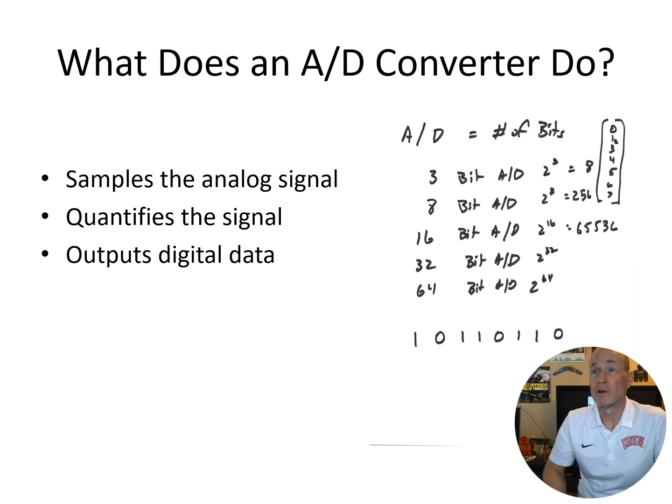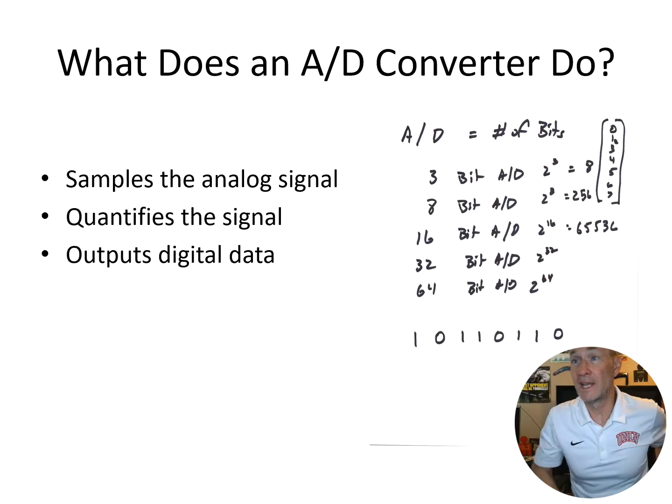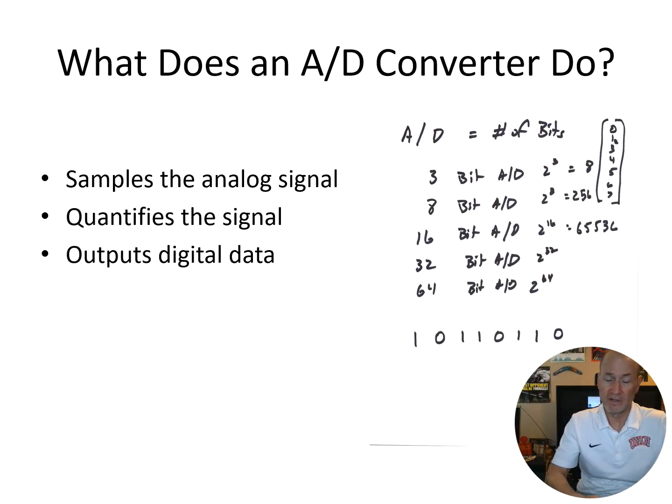But an A to D board, what does it do? It simply samples the analog signal, quantifies the signal, and then outputs digital data to the computer, and then the computer has the data set, and that's what we are actually analyzing. And there are different types of A to D boards.